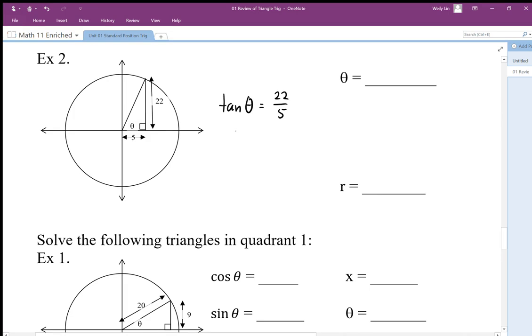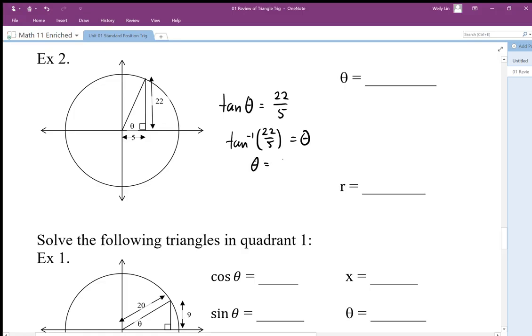Well, to solve this, I need my arctan. I need to inverse this. So I'm going to write the inverse form. That's going to give me theta. And I just use my calculator because this is not something I can do without a calculator. I need something to translate between the angle description and the ratio description. So the ratio is 22 over 5. That's my slope. And to convert the slope into angle, I use arctan.